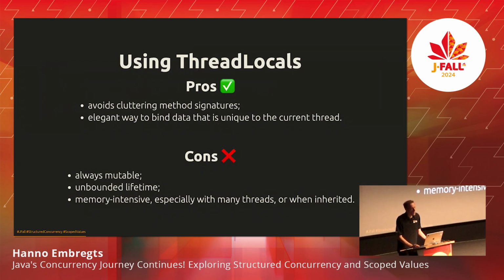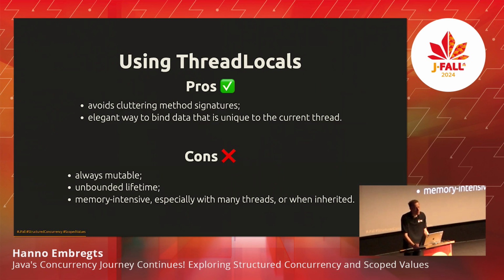Pros and cons again. Thread locals are a very good way to avoid cluttering method signatures. When you want to pass this value along to all your methods, you can just put it in a thread local and make it accessible to more classes. And it's a very elegant way to bind data that is unique to the current thread. So if that's your use case, thread local used to be a very good way to go.